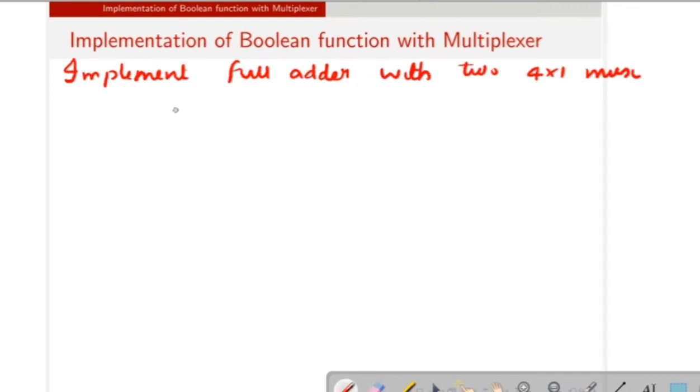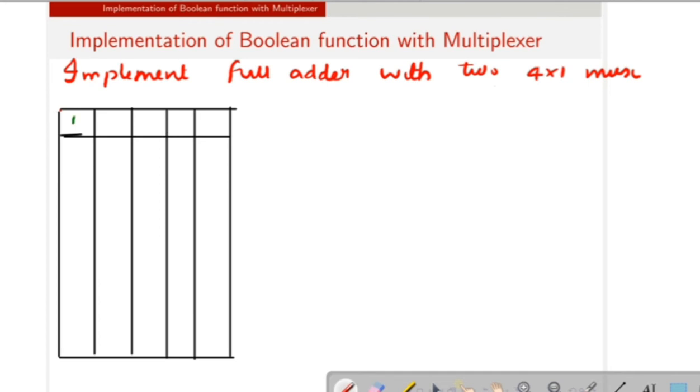Next our aim is to implement full adder with two 4x1 multiplexers. So here you know what is a full adder. Full adder can add 3 bits and it generates 2 outputs, sum and carry. So next we can draw the truth table for this full adder. So this is the truth table.